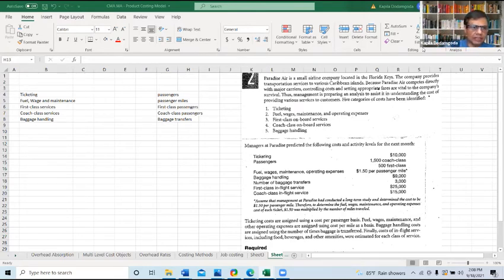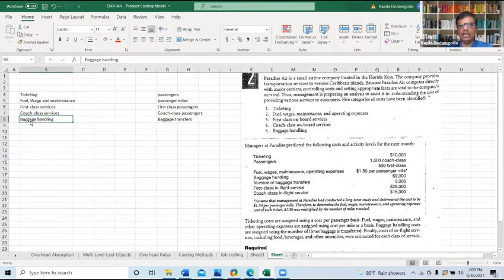So they have identified 5 categories of costs: ticketing, fuel, wage and maintenance, first class onboard services, coach class onboard services, and baggage handling services. These are the 5 categories that have been identified, right? And then managers at Paradise Air predicted the following costs and activity levels for the next month. Some parameters are given, but let's leave the last paragraph to see what more they say before the parameters. Ticketing costs are assigned using cost per passenger as the basis.